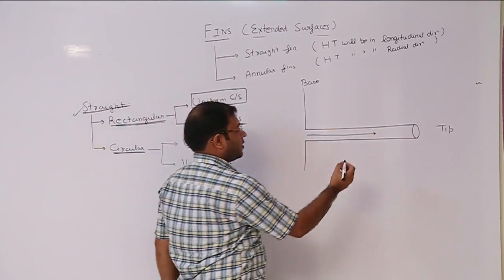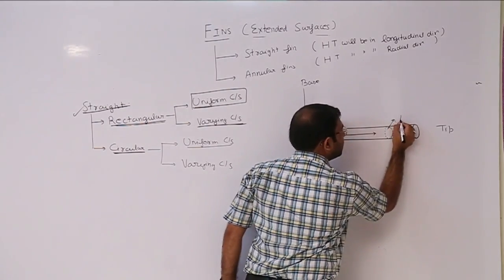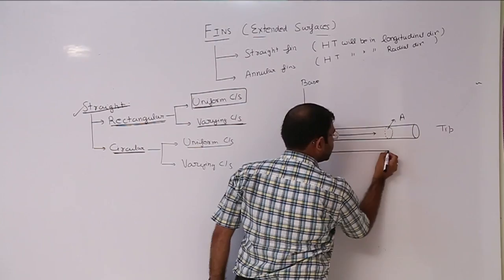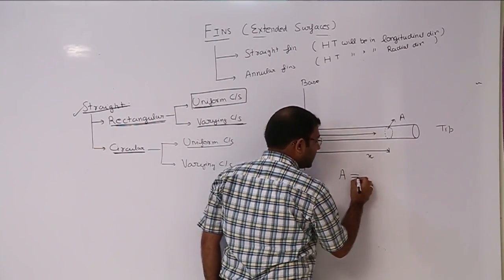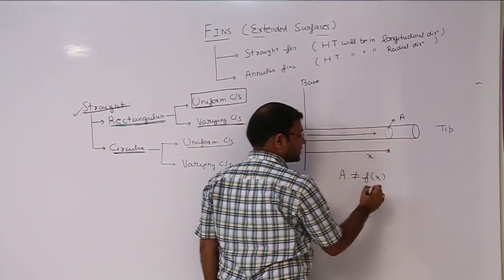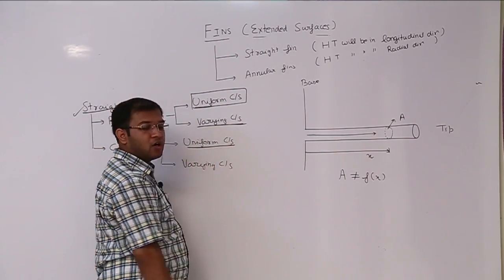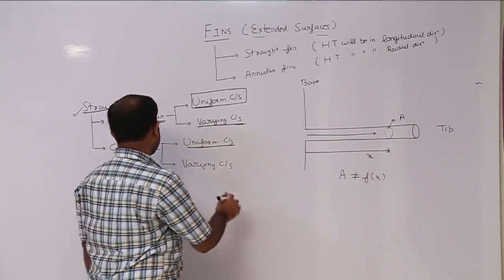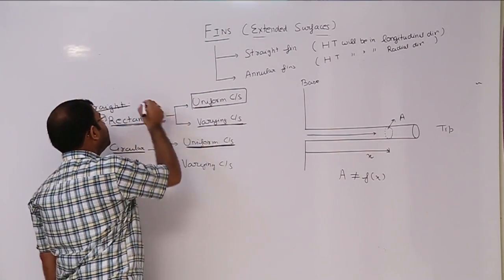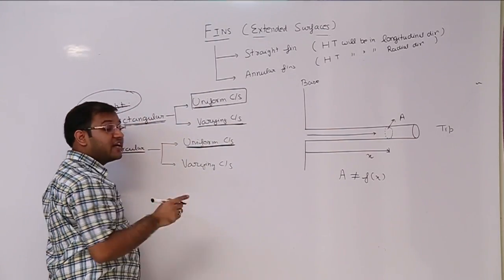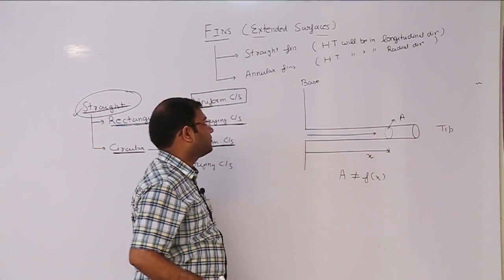And see, draw a cross sectional area here. Let this area be A and the distance be x from the base, and here we see that A is not a function of x direction. So these are the circular uniform cross sectional fins, and these are categorized under straight fins because the direction is longitudinal.